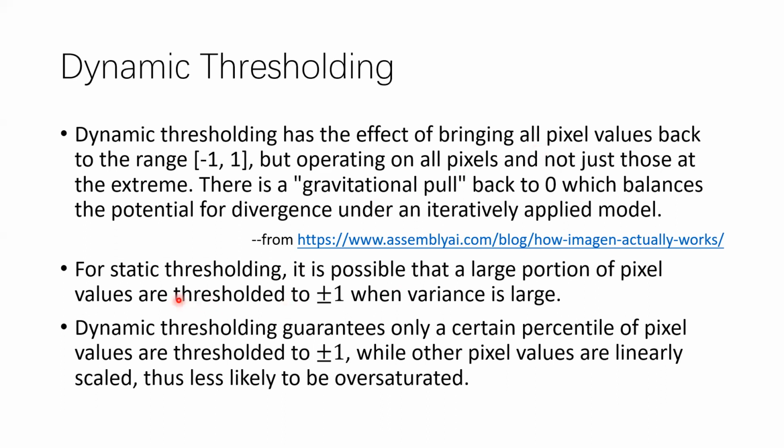And in my understanding, for static thresholding, it is possible that a large portion of the pixel values are thresholded to -1 and 1 when the variance is large. That will result in a large portion of the picture becoming black. But dynamic thresholding guarantees that only a certain percentile of pixel values are thresholded to -1 and 1, while other pixel values are linearly scaled, so it is less likely to be oversaturated.